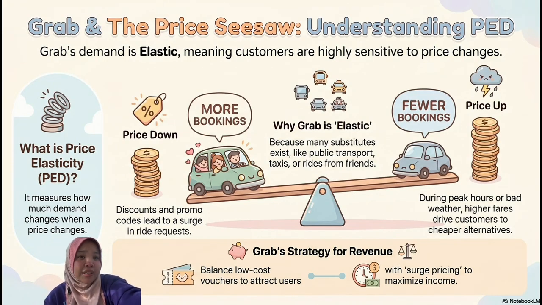Therefore, Grab demand is considered elastic. This is because there are many substitutes available. Customers have different transportation choices, so even a small increase in price can cause a noticeable decrease in demand. In terms of business practices, Grab uses price elastic demand when setting its price. The company frequently provides vouchers, discounts, and promotional campaigns to attract more customers and increase bookings. At the same time, Grab also uses surge pricing during periods of high demand to maximize revenue.